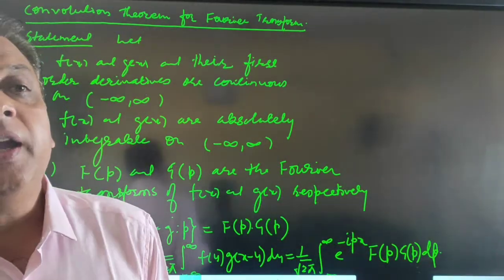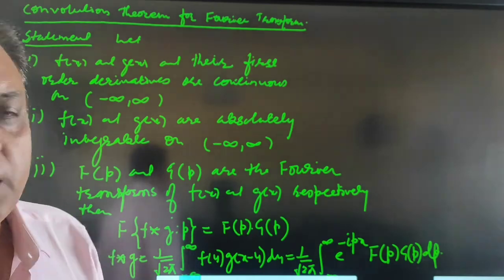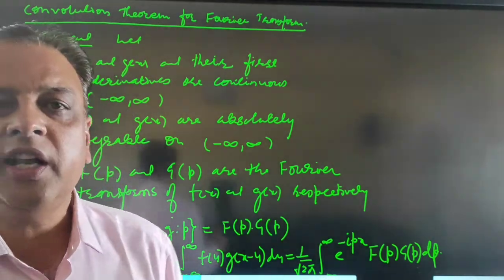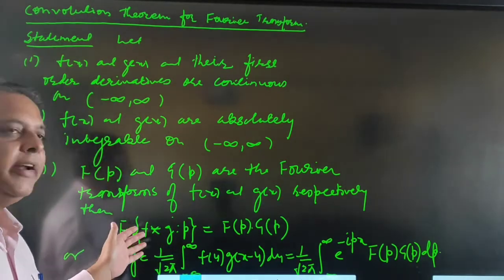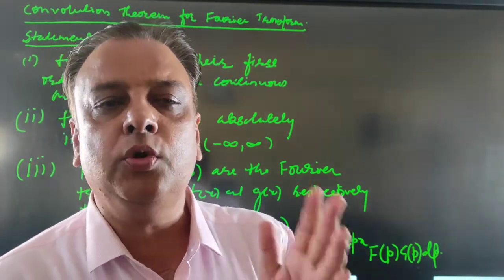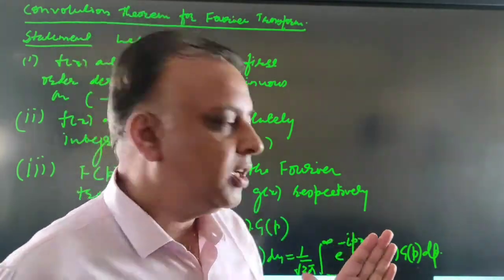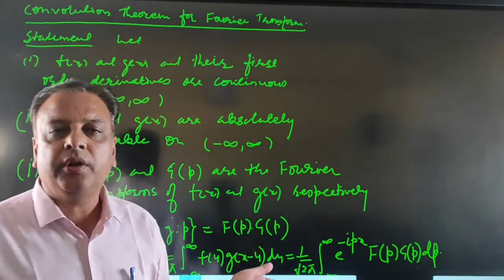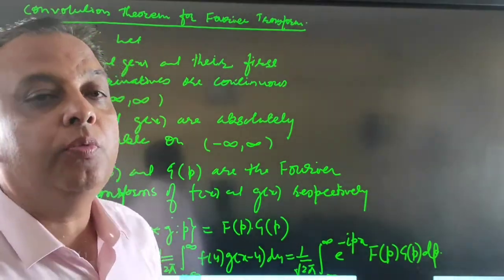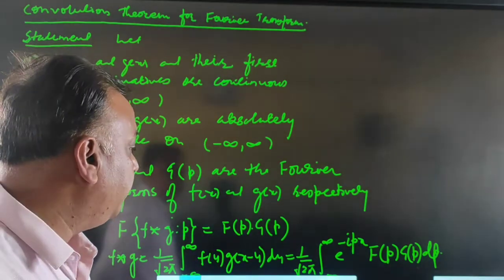And third, if F(p) and G(p) are the Fourier transforms of the functions f(x) and g(x) respectively, these three are the assumptions, then the result says that the Fourier transformation of f star g, that is the Fourier transformation of the convolution of two functions f and g, is equal to F(p) into G(p). That is, the Fourier transformation of the convolution of two functions is equal to the product of the Fourier transformations of the functions. F(p) is the Fourier transformation of f(x) and G(p) is the Fourier transformation of g(x).